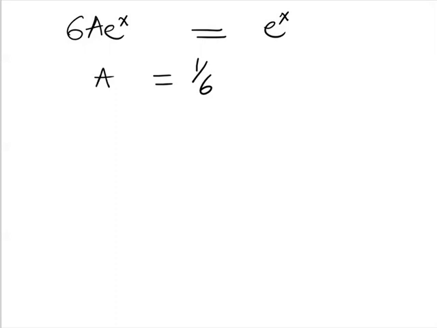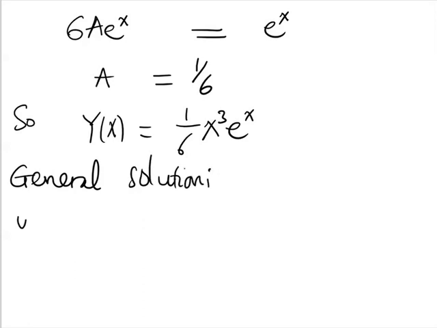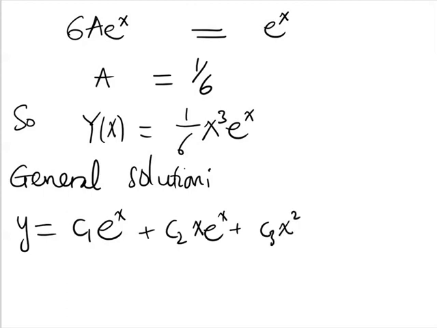But anyway, we have a equal to 1 over 6, so capital Y is 1 over 6 x cubed e to the x. And we get the final answer, the general solution. y equals c1 e to the x plus c2 x e to the x plus c3 x squared e to the x, and lastly 1/6 x cubed e to the x.